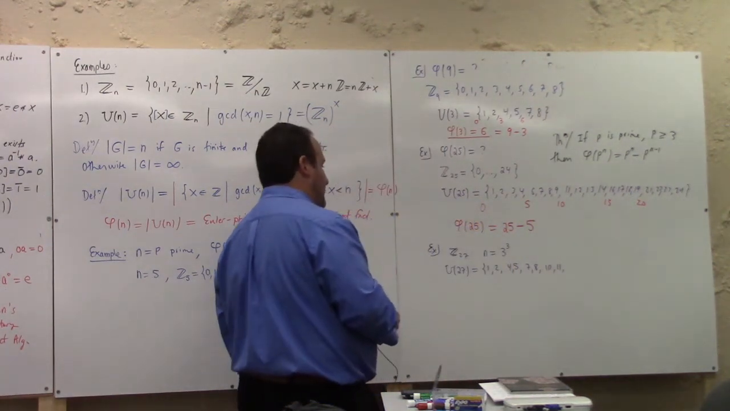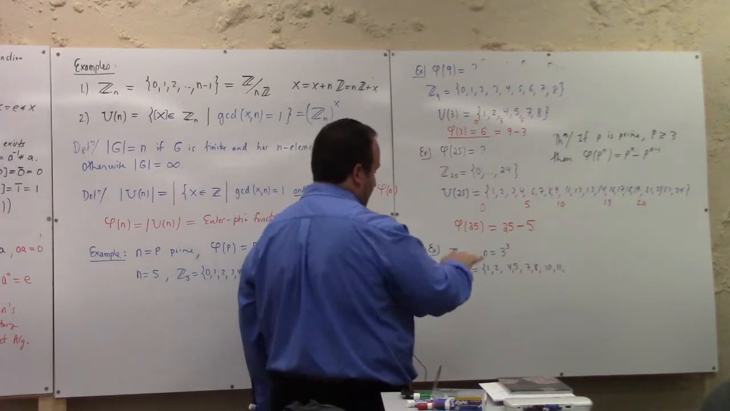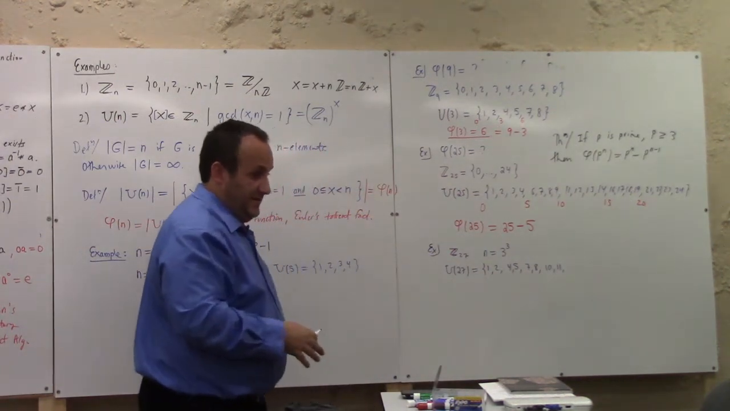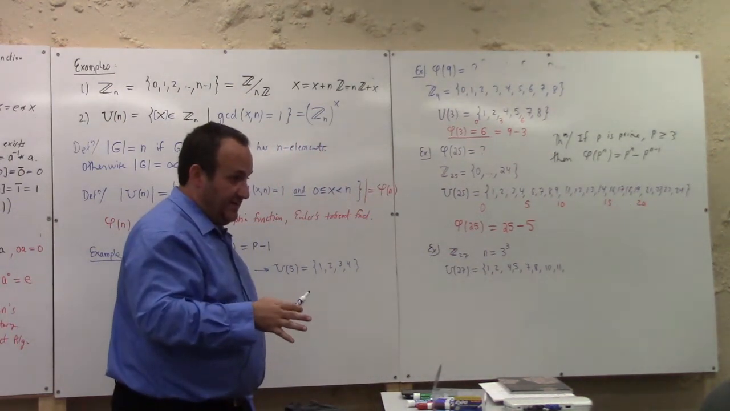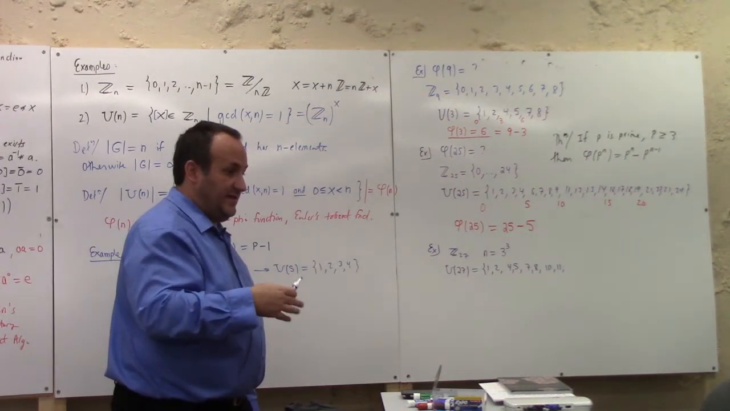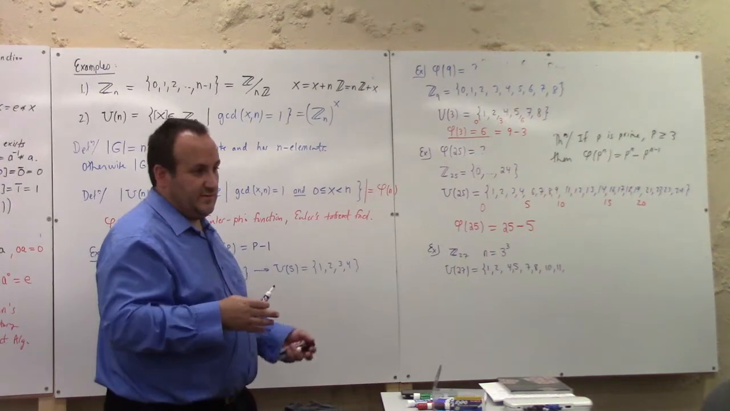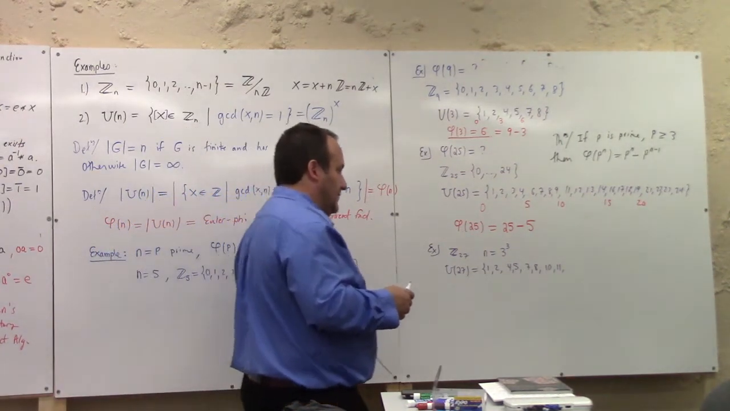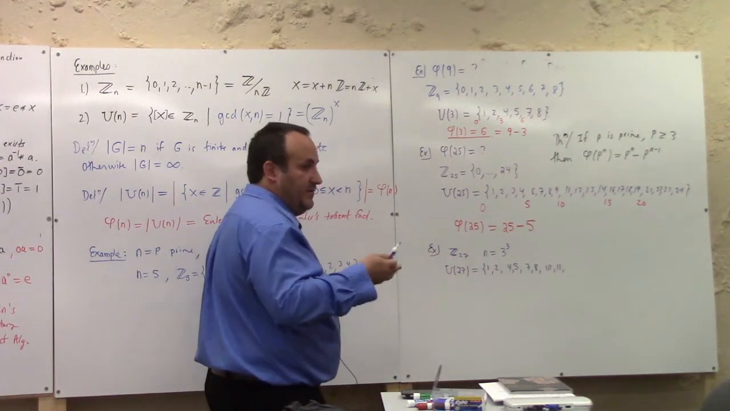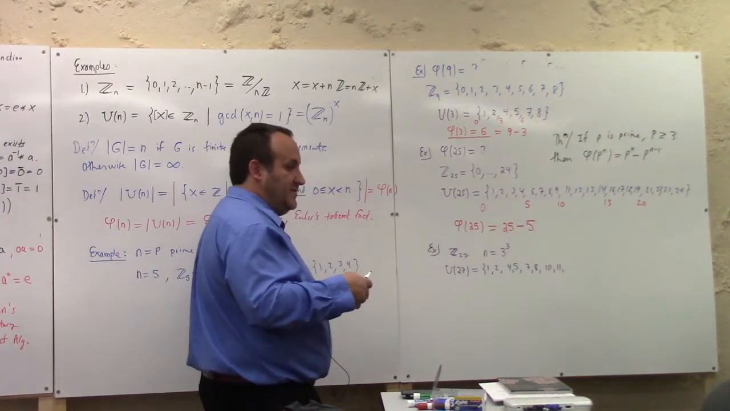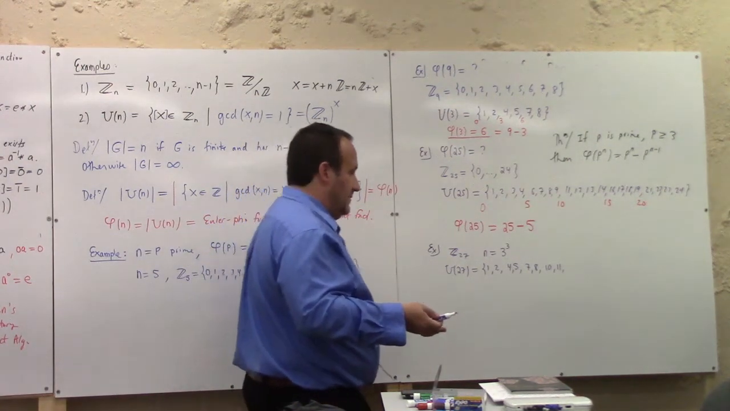Well, yeah, but the thing is, if there's a multiple of 3, if 3 is a divisor of x, the greatest common divisor of x and 27 is not 1, it's 3, or at least 3. So I have to avoid multiples of 3. Now, avoiding multiples of 3 automatically helps me to do what? Avoid multiples of 9, right?